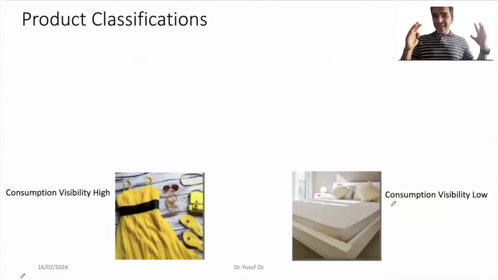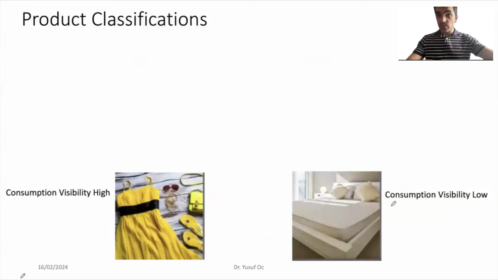For example, we can classify products based on their consumption visibility. So maybe the consumption visibility is high, like fashion items, because whatever you wear, everyone will see it. And then your concerns regarding the product are different than for a product with low consumption visibility, like a mattress. Because when you buy a mattress, you know that no one else will see the brand of your mattress, and you don't care. You buy a good mattress because of yourself. If you really need a good mattress, whether firm or soft, you buy it based on your needs and demands, okay?